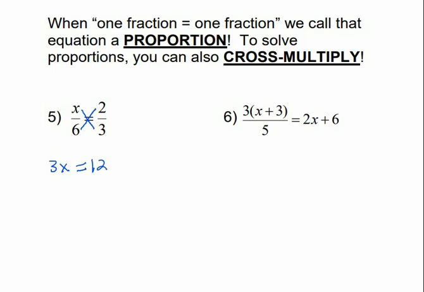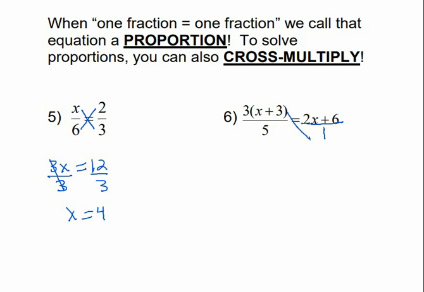And then to solve this, we just want to get x by itself, and we would do that by dividing, and that would give me x equals 4. And that's it. Now for number 6, you may say that's not a fraction equals a fraction, but if I do this, it is. So now that I have one fraction equals one fraction, I can cross multiply.